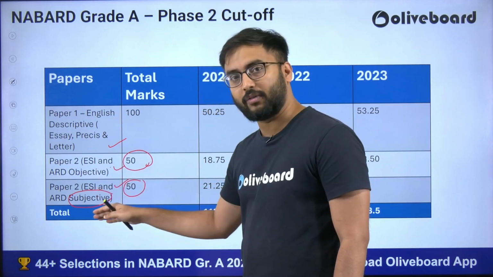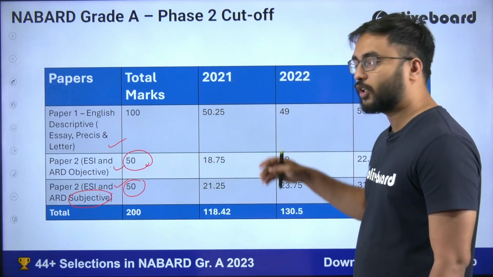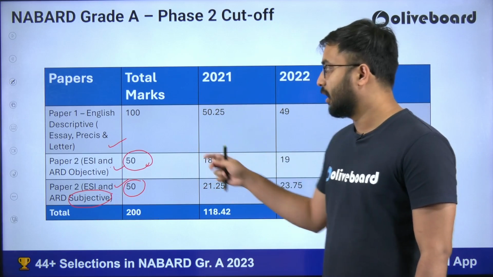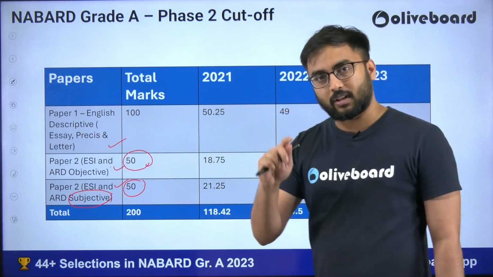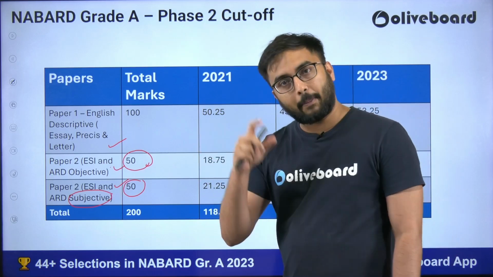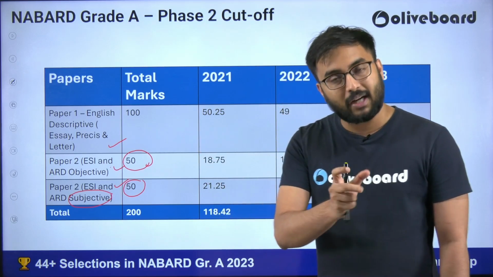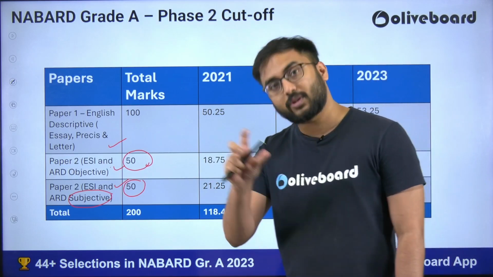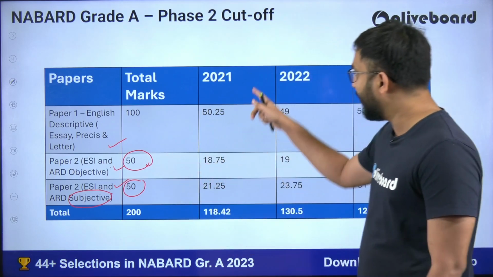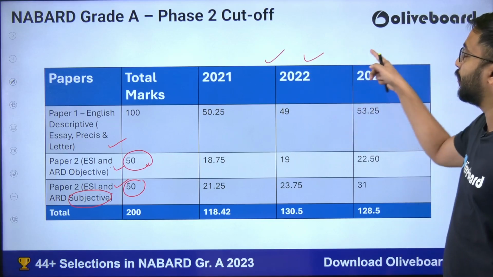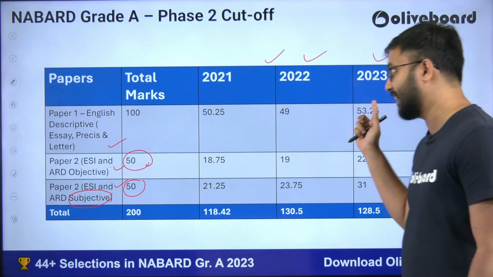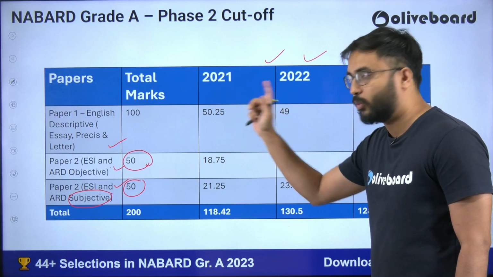So 3 parts we have divided, and here cutoffs of NABARD also come in 3 parts. The English descriptive paper 1 cutoff comes separately. For paper 2, 2 cutoffs come. For the objective part, a separate cutoff comes, and for descriptive, a separate cutoff comes. So we have 3 years of cutoff with us: 2023, which is the latest year, 2022, and 2021.